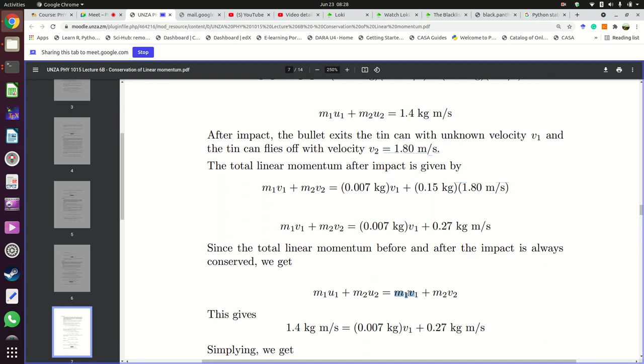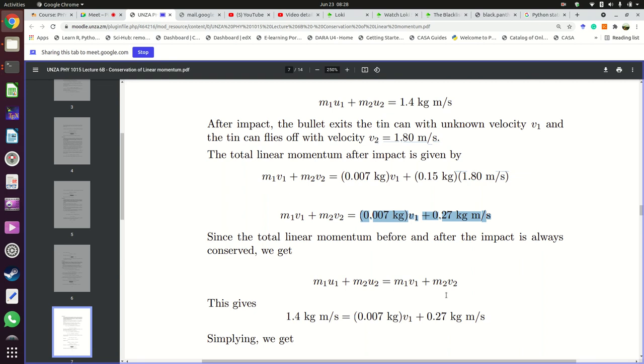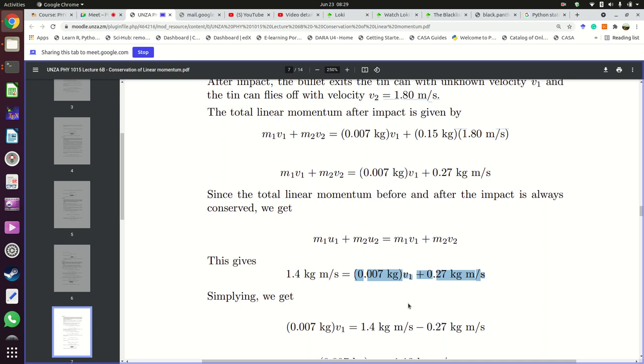And this first bit here, the total linear momentum before impact, we know this is 1.4 kg·m/s. That's what we have here, 1.4 kg·m/s. And the other bit on this side is the total linear momentum after impact. So they have to be equal, as long as there is no external force acting on these objects before and after, because force is what causes motion. Then the total amount of motion before and after has to be the same.